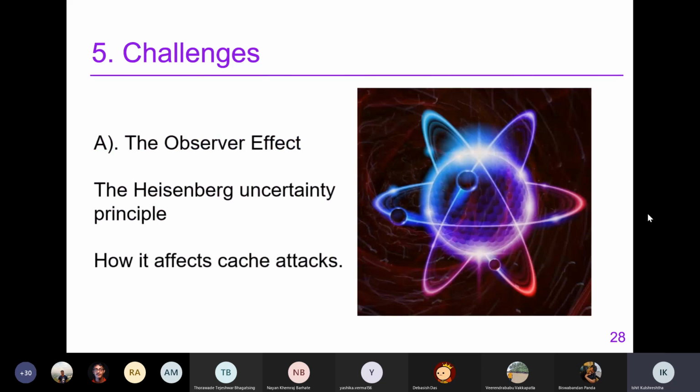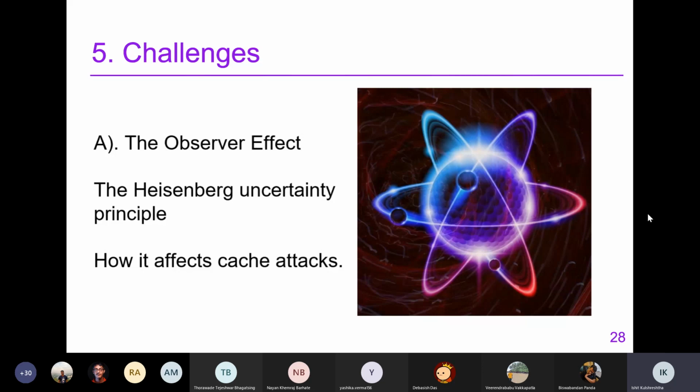Observer effect: we know about the Heisenberg uncertainty principle, it's basically the same thing. For an electron, we cannot know its position and its momentum at the same time. The reason is when we go to observe the electron, we'll probably bombard it with photons or some other particles, or maybe put it in a field. So these things would interact with the electron itself, and its earlier state would change. This is called the observer effect, and this works on cache also.